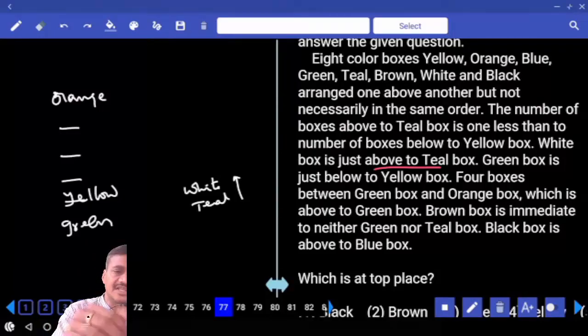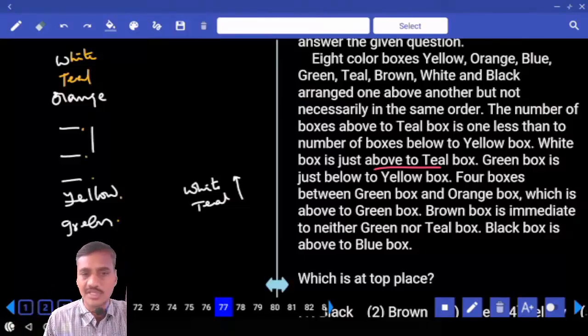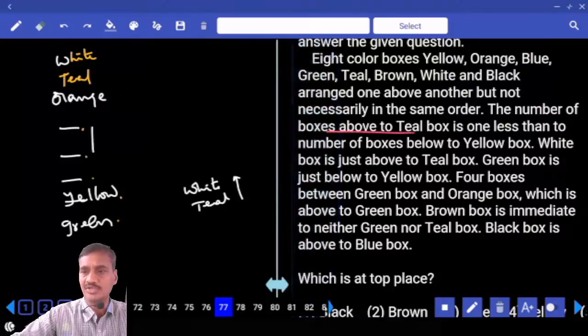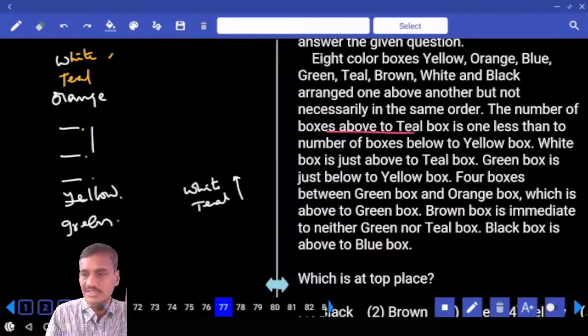Now this white and teal can be before this one, or in between, or after this one. And together after green. Now if you take white and teal at this place, this is just a possibility I am talking about. Now 1, 2, 3, 4, 5, 6, 7, 8 boxes were there. If white and teal were like this, then check out this condition here. Number of boxes above teal. How many were there? There is only 1. And this is 1 lesser than the number of boxes below yellow. Below yellow, how many are there? There is only 1. Isn't it?